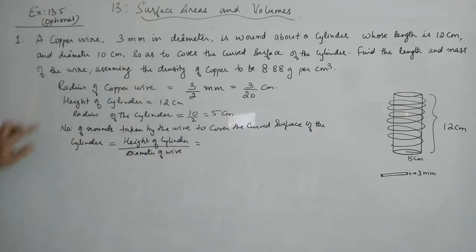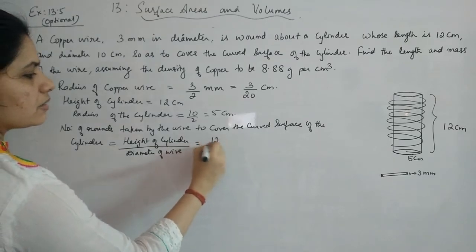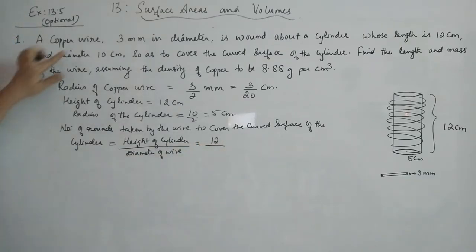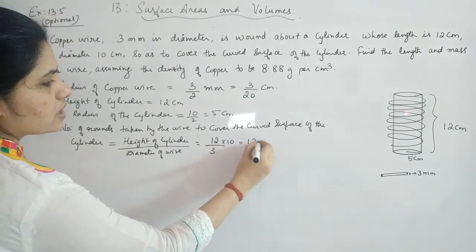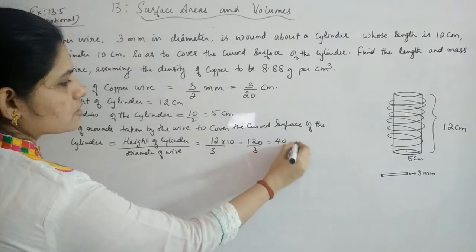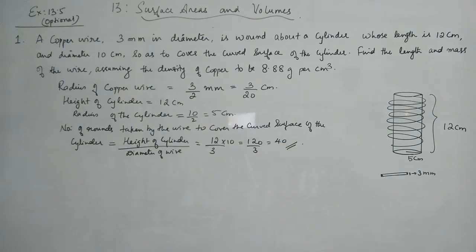What is the height of the cylinder? 12, it is in centimeters. Now the diameter of the wire is given to be 3 mm, so we are just changing it as 3 by 10. So you'll have 120 by 3, which is 40. So the number of rounds will be 40.